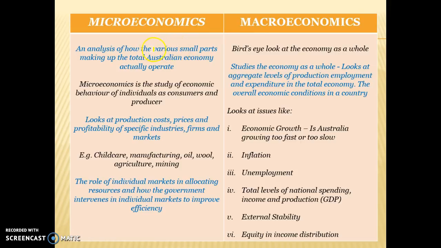Microeconomics, studying the various small parts of the economy. It's a study of economic behaviour of individuals as consumers and producers. So we're looking at how people act as individuals. So what are we spending our money on? What are producers deciding to make? We're looking at what influences their choices. So why do producers allocate resources to certain areas over some other areas?